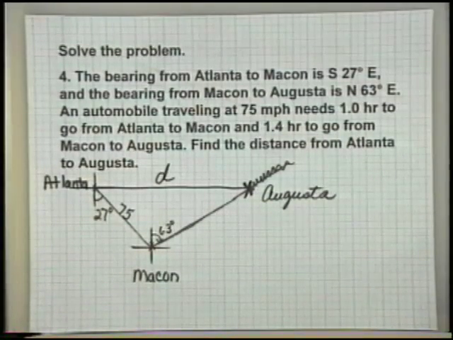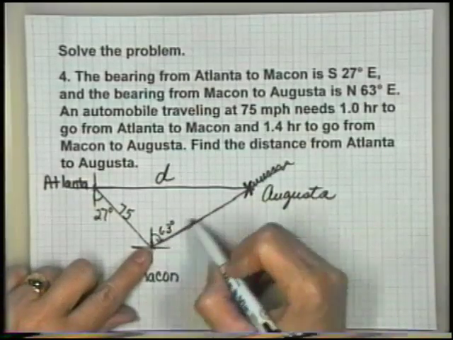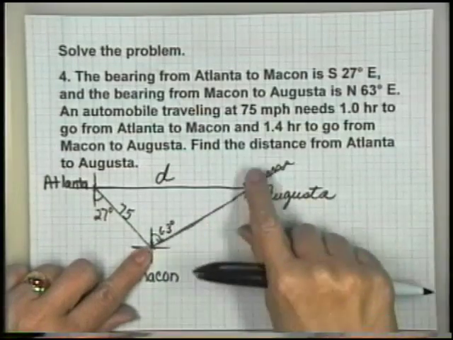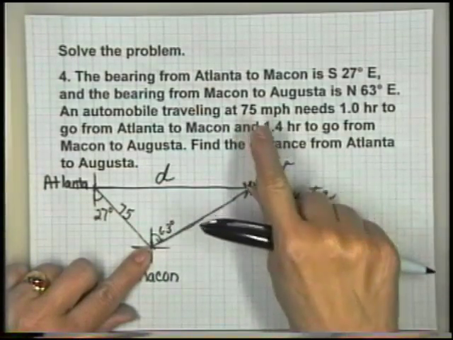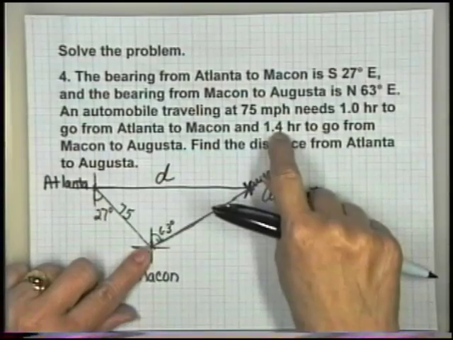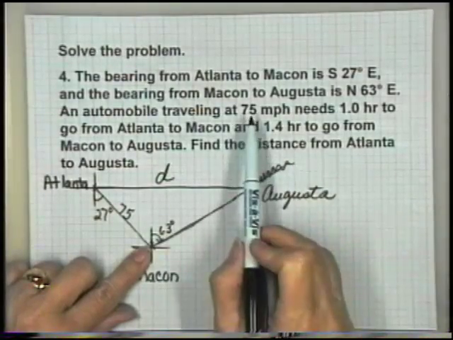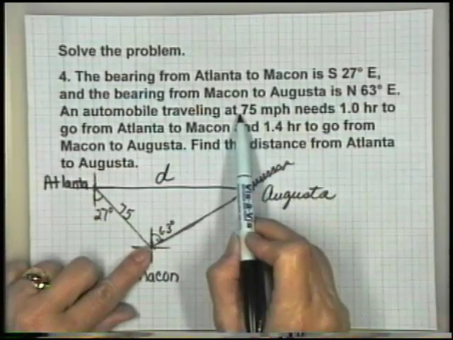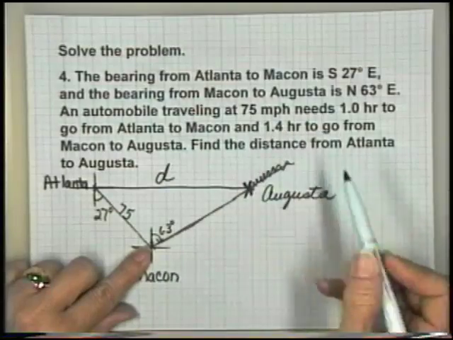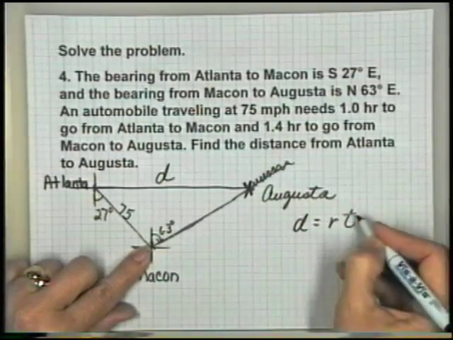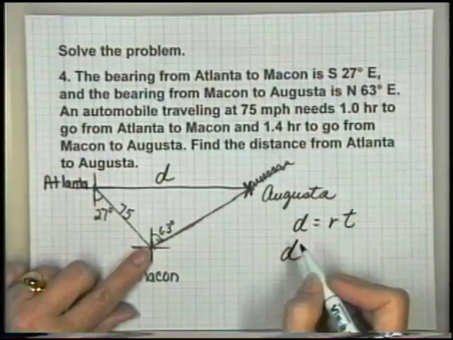Let's see here. We've got to prove that this is a right triangle. But the other thing we can do is figure out what the length of this side is, because we know that we're traveling 75 miles per hour, and we know how long it took us to travel. And do you remember your distance formula? How do you find the distance when you know the rate that you're traveling and the time? That's the old distance equals rate times time, isn't it?